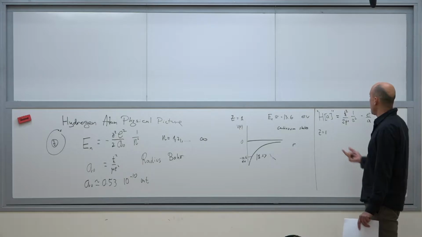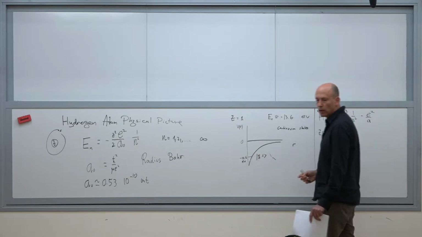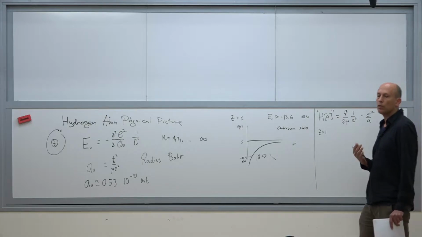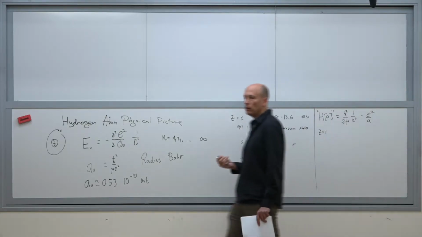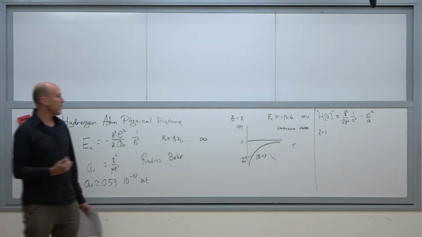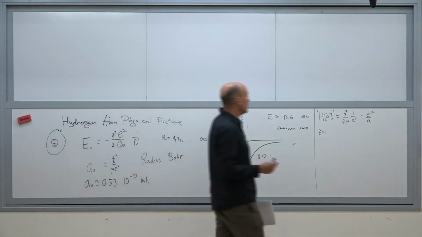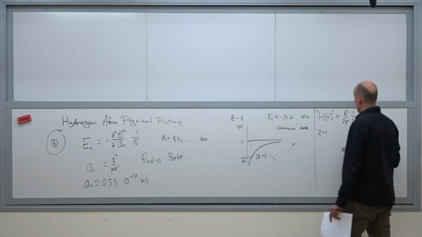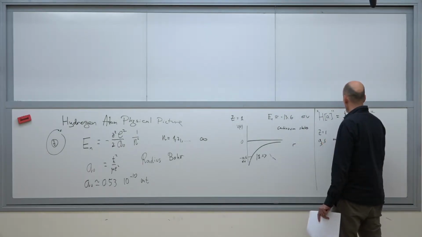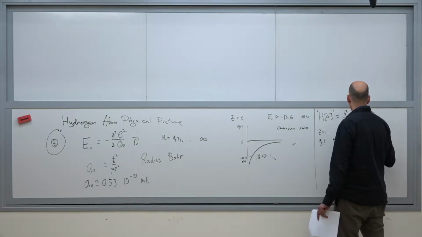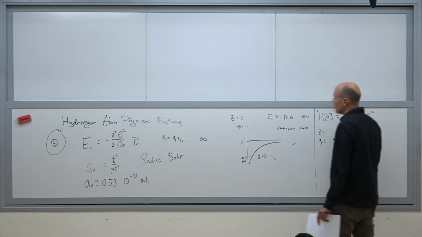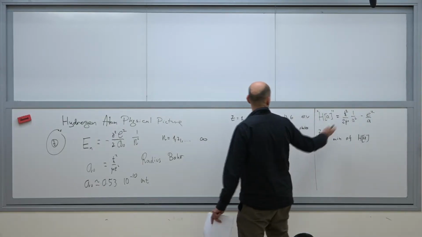Now, I want to get the ground state. So how do I get the ground state? I look for the minimum of the energy. Because what is the ground state? The ground state is the state where your energy is the lowest. And that means I have to look for some A where this is a minimum. So for the ground state, you get the minimum of H(A), which means I need to take the derivative of this thing.